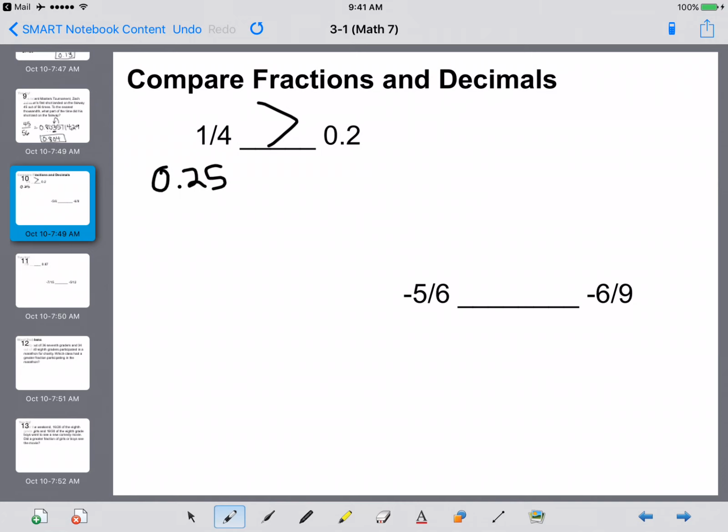Negative 5/6. So 5 divided by 6 gets us negative 0.83 repeating. I know any number over 9 is just that number itself repeating over and over forever. So that one's negative 0.6. Remember with negatives, would I rather be in debt 80 cents or be in debt 60 cents? I would rather be in debt 60 cents. So our negative 0.6 is greater.